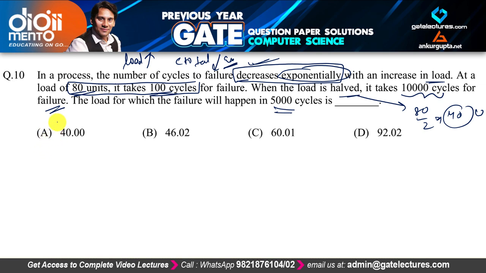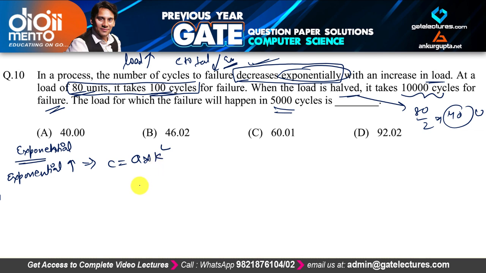Now you can see here, we have something called an exponential increase and an exponential decrease. So what do you mean by exponential? Exponential means something that is in the powers. When we have an exponential increase, generally it can be represented something like this: C is equal to A into K raised to the power L.